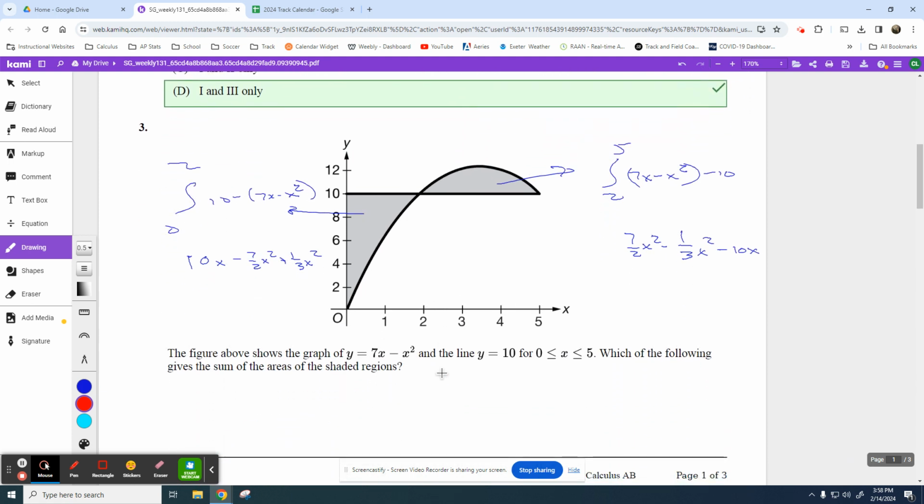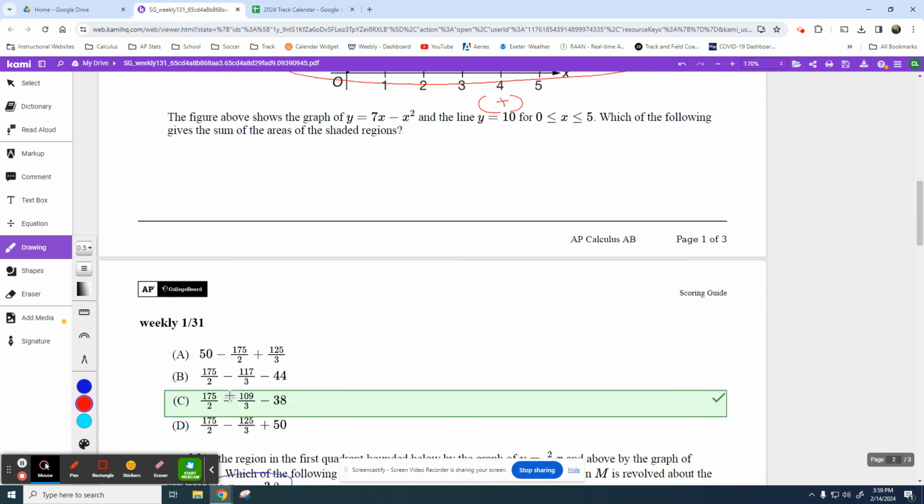This one here is a little split. Since it has 2 different shapes, you've got to take the integral from 0 to 2. So it's going to be upper minus lower, which is that right there. And from 2 to 5, it's upper minus lower, so it's 7x minus x squared minus 10. So it looks a little different. You've got to integrate it and evaluate it from 2 to 5, and then integrate this one and evaluate it from 0 to 2. Once you evaluate those two, you take this one and that one and add them together. That's how they get their answer of C.